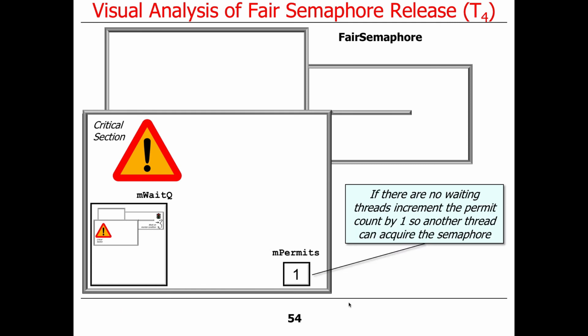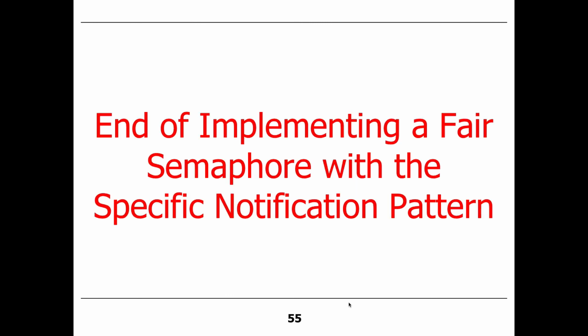The other case in release is there are no waiting threads. This is not the case here because we've got a queue of threads, but if there were no waiting threads, then, and only then, do you actually increment the count by 1. That way you've updated the state of the semaphore such that when another thread comes along later and wants to acquire it, it's got a count that's incremented by 1, which helps the next thread in its determination of whether it can grab the semaphore and continue. Okay, so that's the end of the discussion of the specific notification pattern.